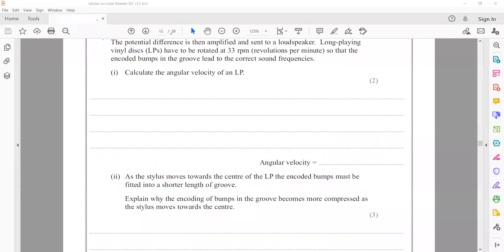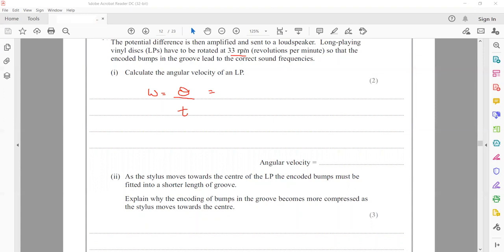So in this question, the potential difference is then applied and sent to a loudspeaker. Long playing vinyl discs, LPs, have to be rotated at about 33 revolutions per minute, so that encoded bumps in the groove lead to a correct sound frequency. We have to calculate the angular velocity, so we have to calculate omega. So omega is equal to theta divided by t.